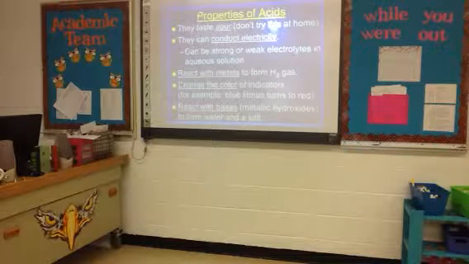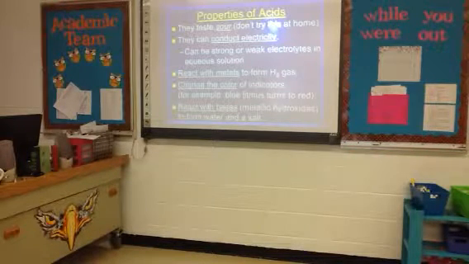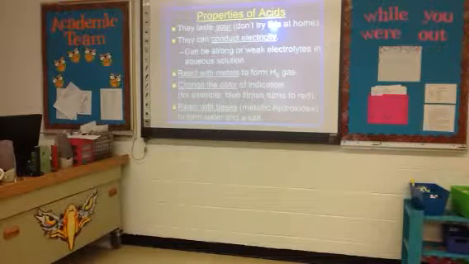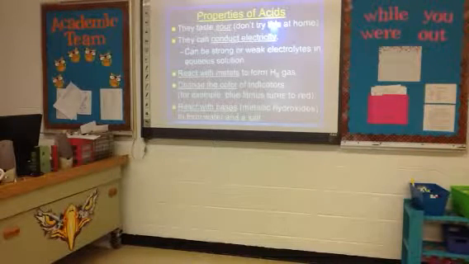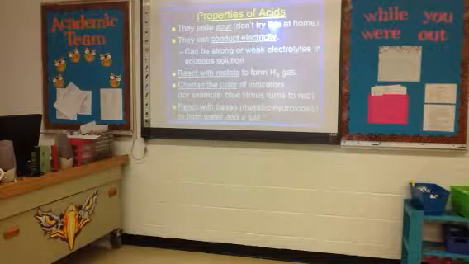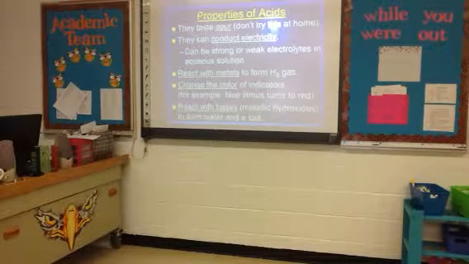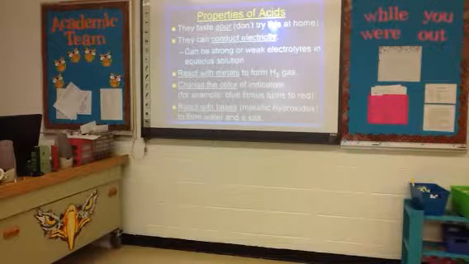Okay, so let's talk about overall properties of acids. Acids taste sour. Not that we know, because we're not tasting them, but they are sour. Think about citrus fruits. They have acid in them, and they are sour. They can conduct electricity. Now, this isn't like I'm going to stick electricity in a lemon, but in solution, they can conduct electricity. When they react with metals, they form a hydrogen gas.